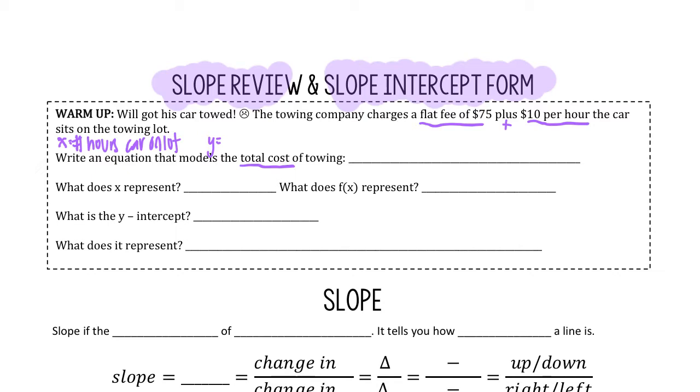The number of hours that the car is on the lot is going to affect Y, our output, which is the total cost. See if you can write an equation that allows you to find the total cost, given that the flat fee is $75 and it costs $10 per hour to sit on the towing lot. I'm going to pause the screen.